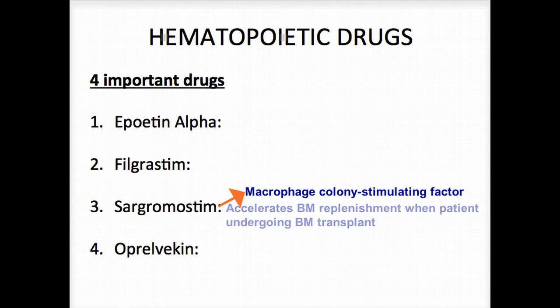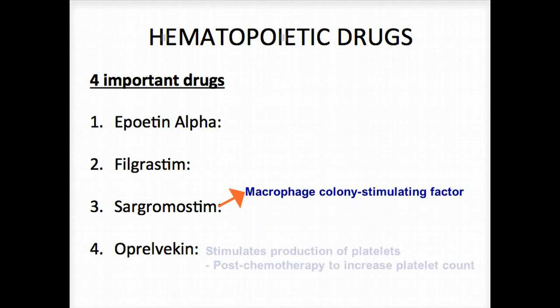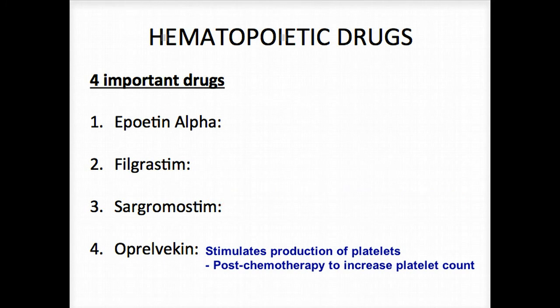And the last one is oprelvekin. This is going to stimulate the production of platelets. Now, we use this after chemotherapy. Whenever we see that the patient's platelet count is low, if we give this, it can work to very nicely boost that platelet count in order to prevent any type of excessive bleeding.